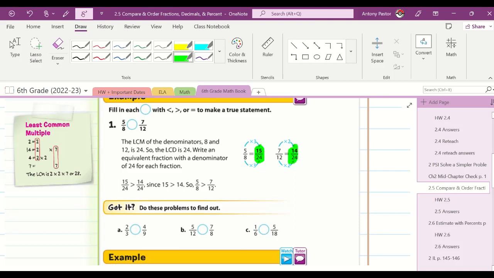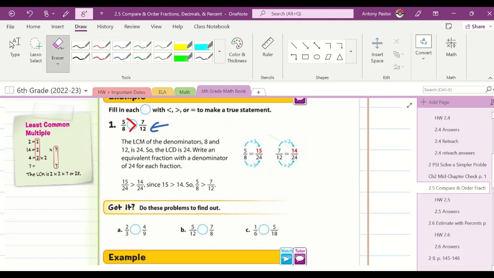Since 15 is bigger than 14, this makes it 5/8 is greater than 7/12, because remember, 15 over 24 is still 5/8. 14 over 24 is 7/12. These are going to be equal fractions. They just are in a different form. Therefore, our answer to this question, reading left to right, is 5/8 is greater than 7/12.